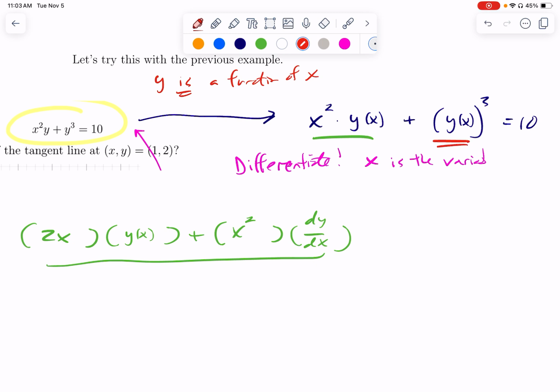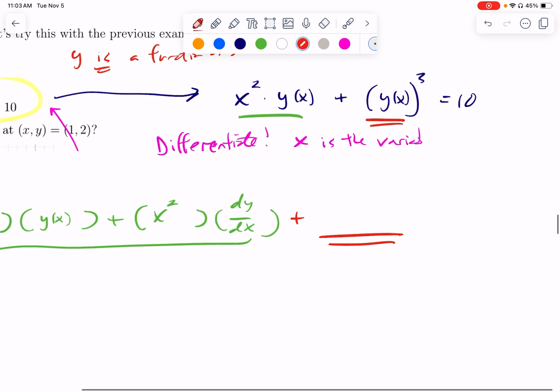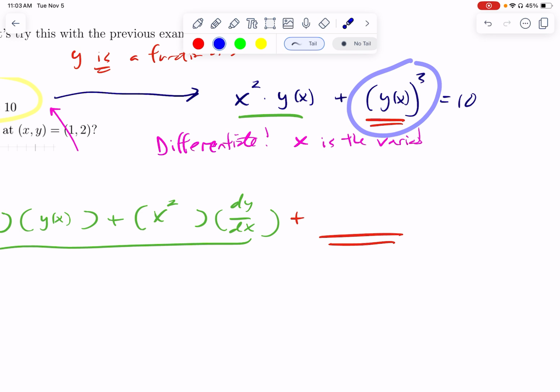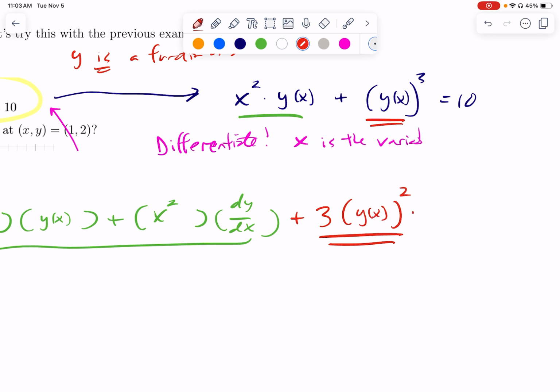Now let's take the derivative of this part. And for that part, we need chain rule. This is something to the third power. So by chain rule, it's going to be outer derivative. My outer function here is something to the third power. So its derivative would be 3 times something squared, where that something is just y of x, times the derivative of this inner function. That inner function is the function just called y of x. So its derivative is called dy dx.